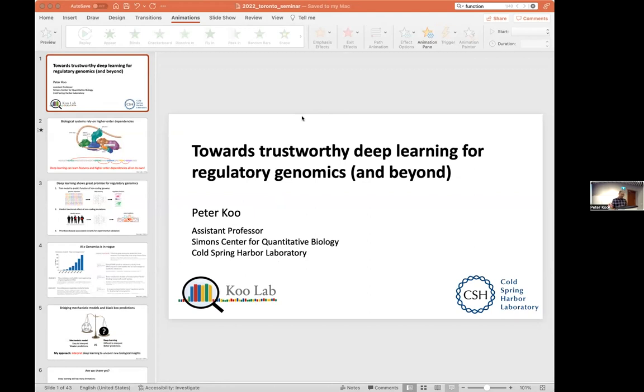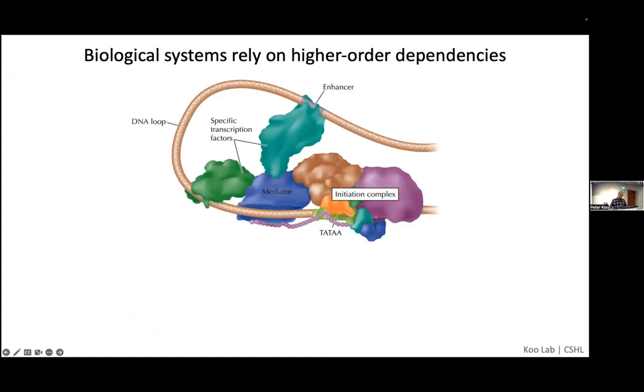So today, my talk is going to be on towards trustworthy deep learning for regulatory genomics and beyond. I'll give you a little biological motivation. Biological systems are challenging to study because they rely on high-order dependencies. Take, for instance, this cartoon diagram of a promoter enhancer complex for gene expression. Now, there are many proteins here shown in different colors, and they're interacting with both the DNA as well as with each other.